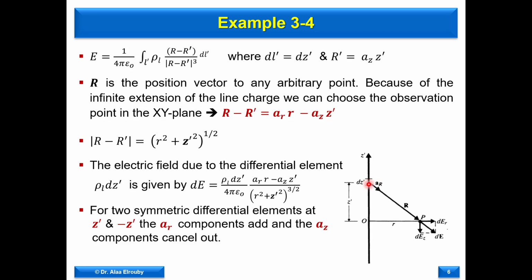This differential element is a very tiny length, so we deal with it as a point charge. If we have a point charge here and an observation point here, the electric field will be in that direction. And of course it has two components, one component along negative z, one component along r.